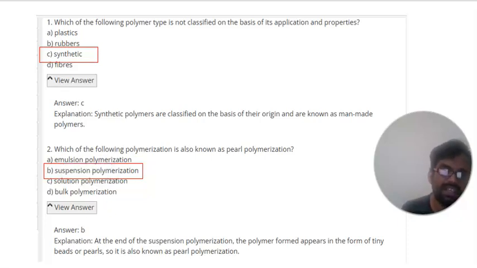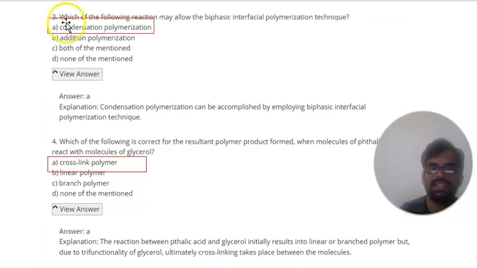Now you can see some more important questions asked in various competitive exams. Question 31: which of the following reactions may allow the biphasic interfacial polymerization technique? Here the right answer is condensation polymerization. Condensation polymerization can be accomplished by employing biphasic interfacial polymerization techniques.